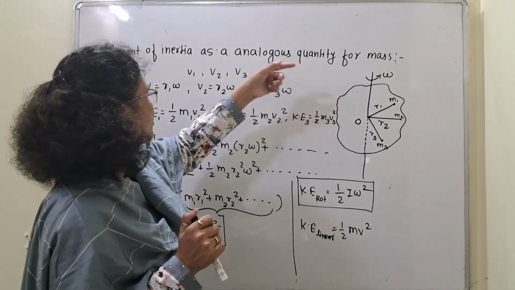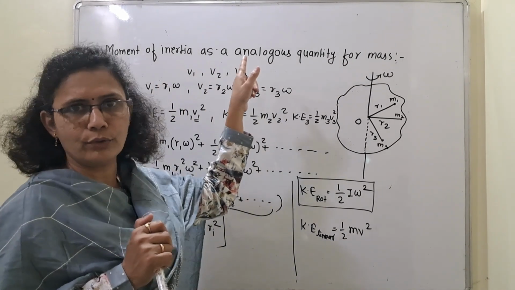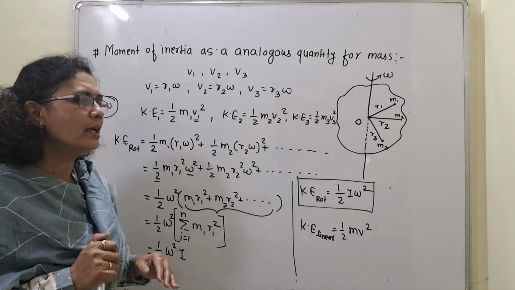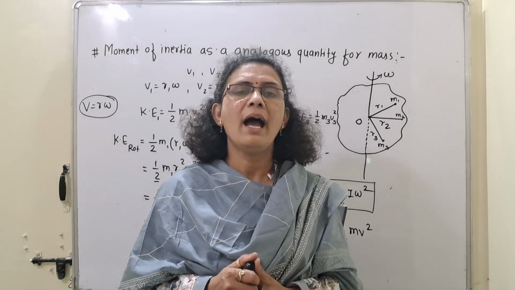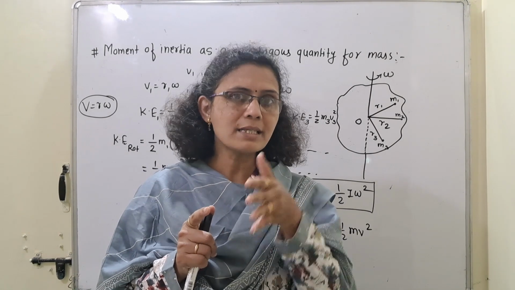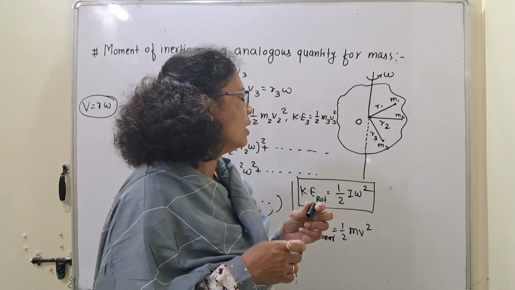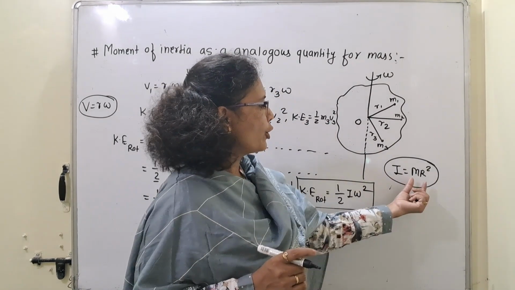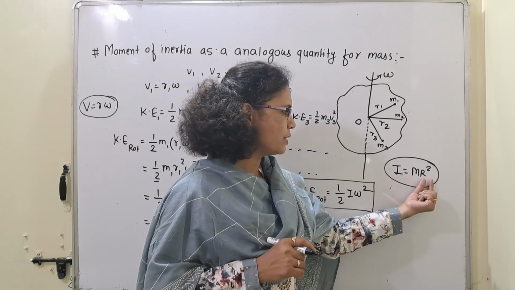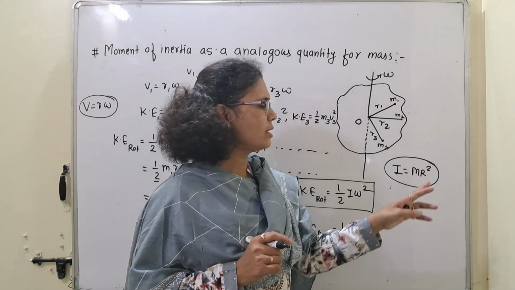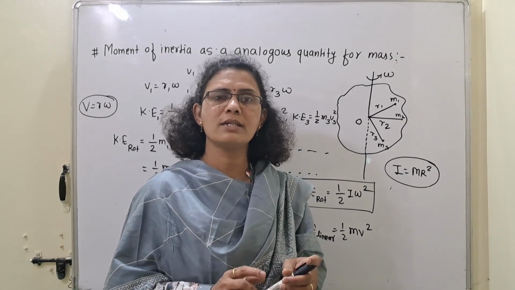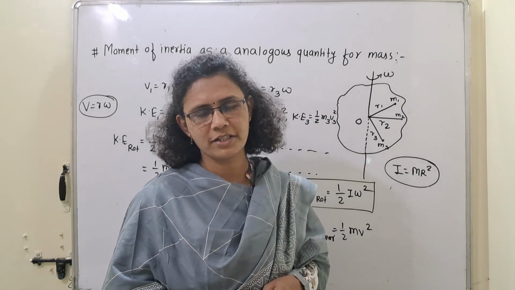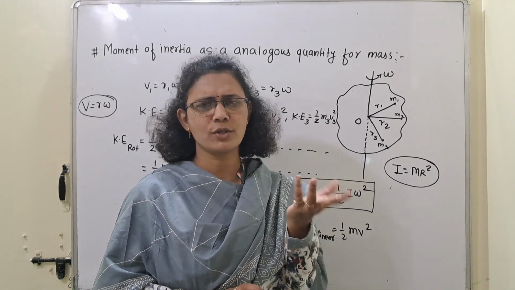The analogous quantity for mass in rotational motion is moment of inertia. This is a new term for you, and it has the formula mr square. The general formula for moment of inertia is mr square, that is, the product of the mass of the body and the square of the distance between that mass and the axis of rotation. If you take mass in linear motion, you have to take moment of inertia in rotational motion and also circular motion.